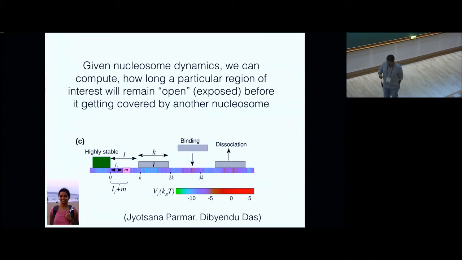Now we wanted to understand this in more detail, where given nucleosome dynamics, we can compute how long a particular region of interest will remain open, exposed, before it gets covered by another nucleosome. So this is, let us say, some region of our interest, this region M, and there are many nucleosomes that bind, dissociate, and so on and so forth.